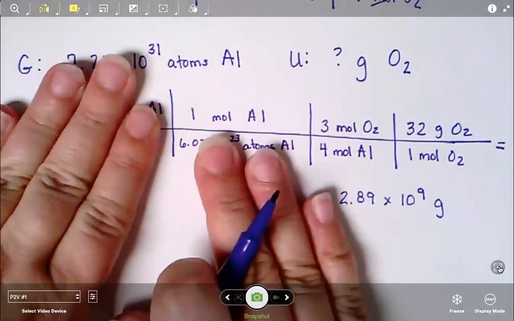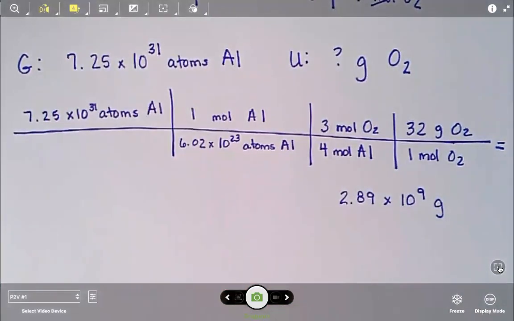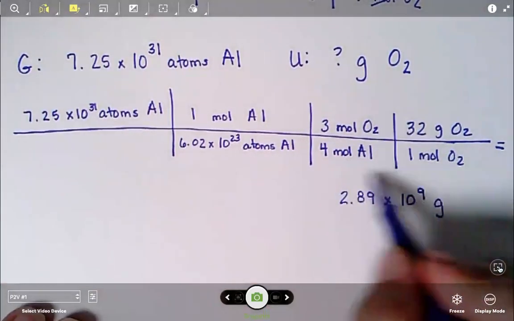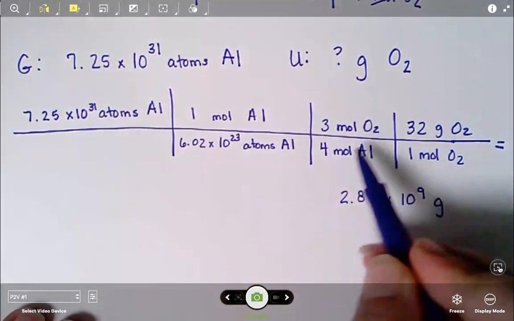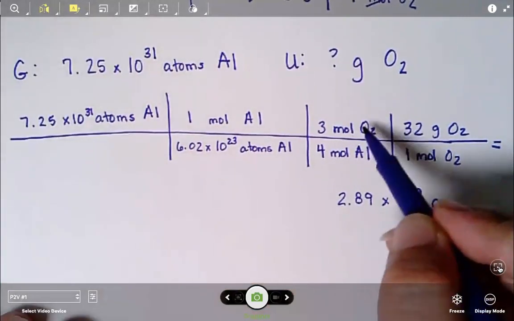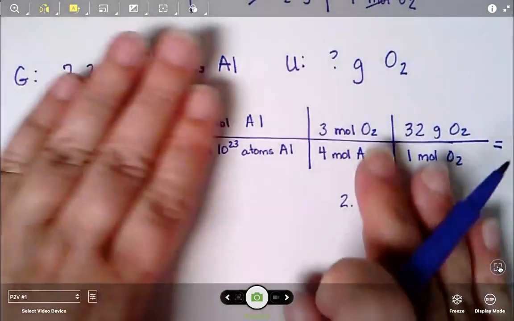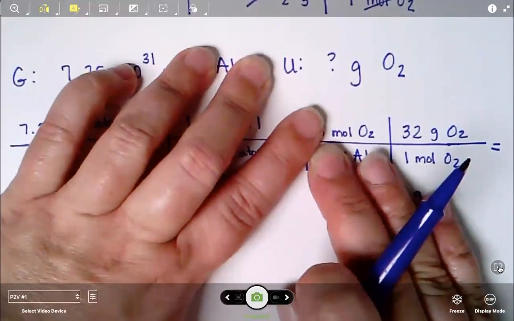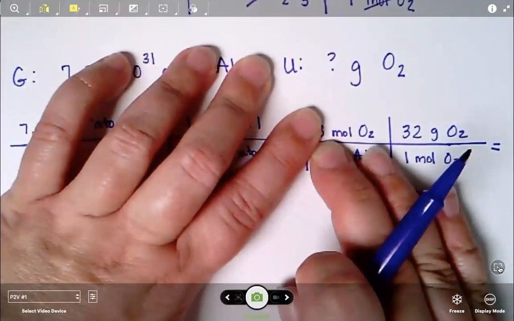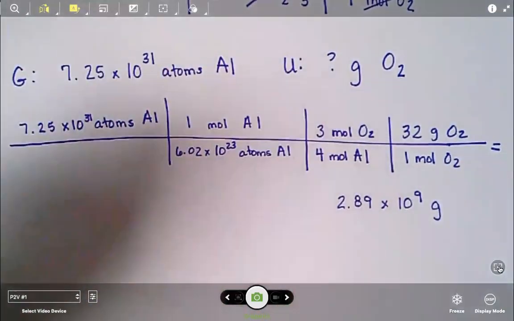If I were to stop right here, I have moles of aluminum. I don't want moles of aluminum. I need oxygen. Well, the only way to go from one compound to a different one is to use a mole ratio. So I used my mole ratio step here. Since moles of aluminum are here, I got to have moles of aluminum here. And then the moles of the other compound will be on the top here. So I looked at my balanced equation. There are 3 moles of oxygen for every 4 moles of Al. Again, if I stop right now, my unit is moles of oxygen. It's not what I need. If you look, it says grams of oxygen. So to go from moles to grams, molar mass.